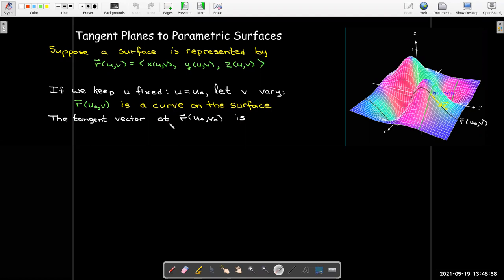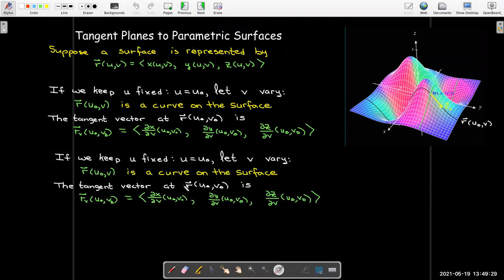The curve has a tangent vector at u naught, v naught. And the way we would calculate the components of that tangent vector is we would take the partial of r with respect to v, which would be the vector where each component is its partial derivative with respect to v, evaluated at u naught, v naught.